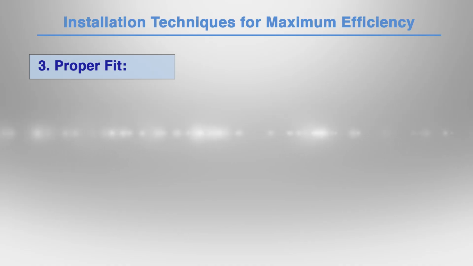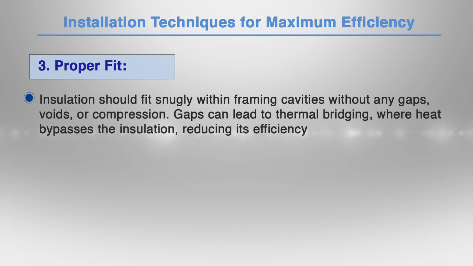Vapor barriers are typically installed on the warm side of the insulation, facing the interior of the building in cold climates and the exterior in hot climates. Third one is proper fit. Insulation should fit snugly within the framing cavity without any gaps, voids or compression. Gaps can lead to thermal bridging, where heat bypasses the insulation, reducing its efficiency.